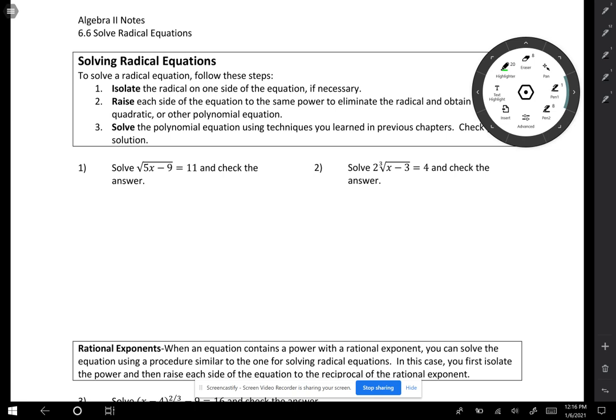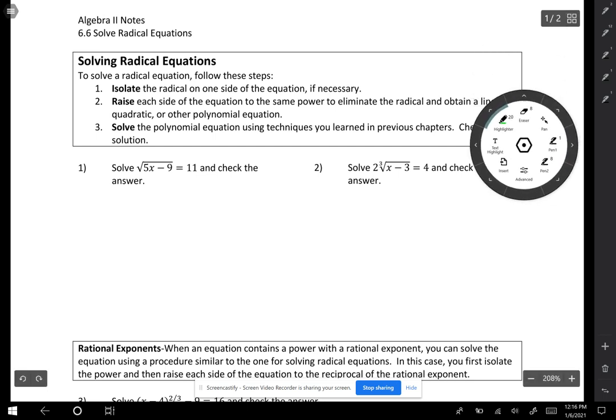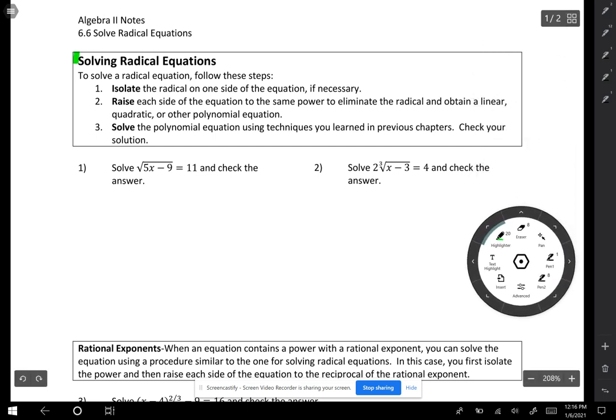Hello class, today we're going to go over 6.6 notes, solve radical equations. We'll start by looking at this box of general information first on how to solve a radical equation.